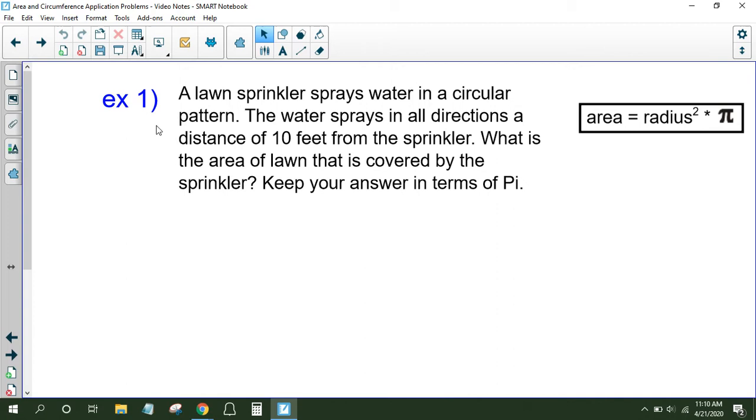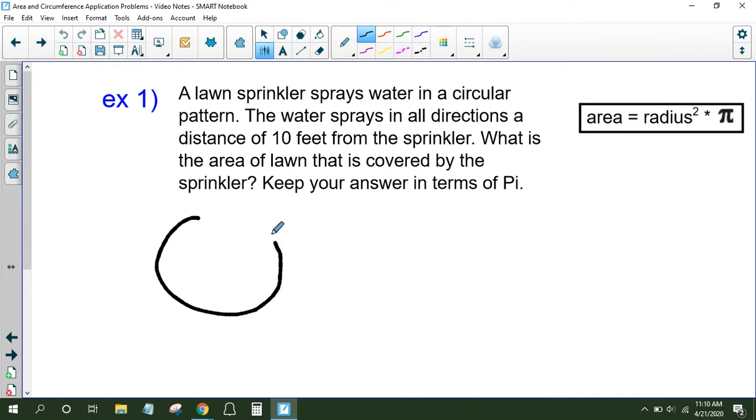What I like to do is draw myself a picture of what this would look like. If we have the sprinkler right in the middle, right here, and it sprays out to a distance of 10 feet, that is the radius of the circle. To get our area, we do area equals the radius squared times pi. The radius is 10, so we do 10 squared times pi. We're not using 3.14, we're just using the symbol pi.